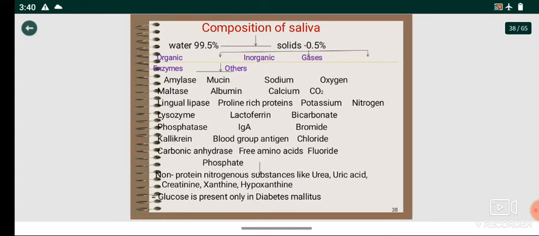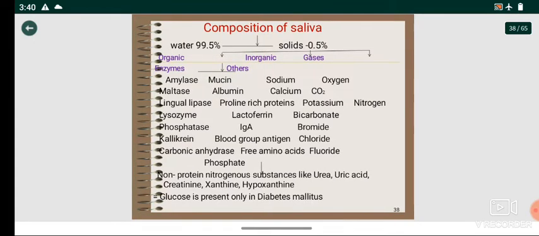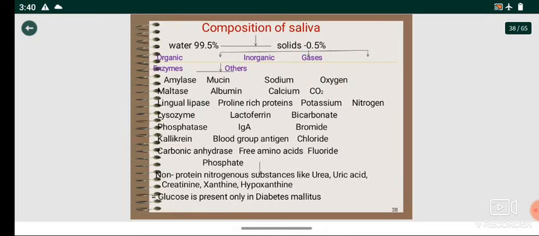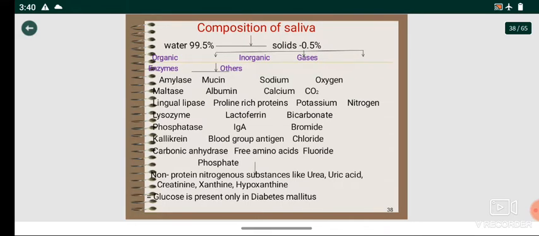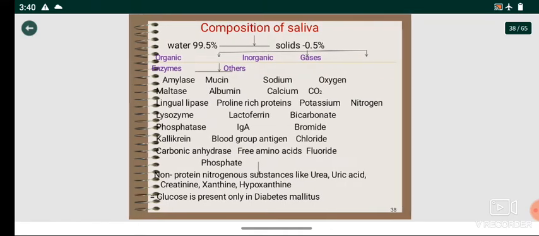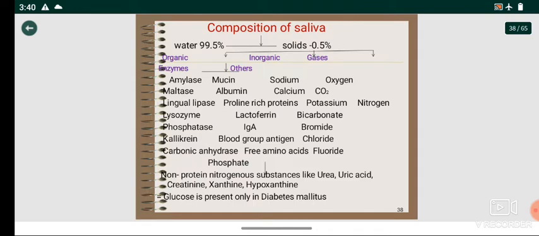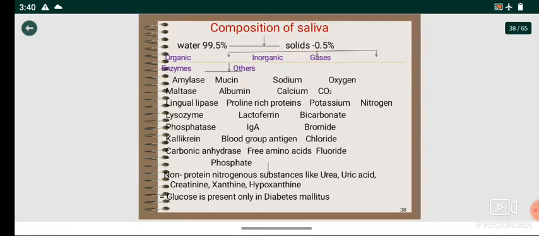The gases present in saliva are oxygen, carbon dioxide and nitrogen. If we talk about the organic enzymes present in saliva, they are amylase and maltase. Amylase is also known as ptyalin enzyme. This ptyalin is actually an amylolytic enzyme. Amylolytic means it acts on the carbohydrates and splits them into simpler forms. Maltase, as the name implies, acts on maltose. So the enzyme is maltase.